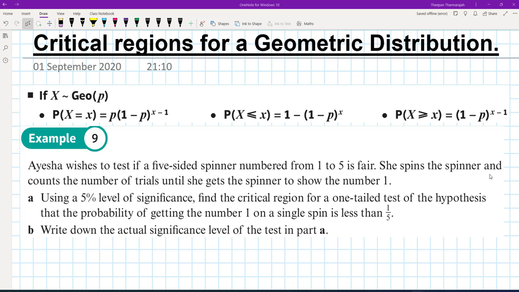So the probability until something occurs for the first time is what's known as a geometric distribution, which is very different from a binomial distribution, as I alluded to in my previous video. So using a 5% level of significance, find the critical region for a one-tailed test of the hypotheses that the probability of getting the number 1 on a single spin is less than 1/5. And we need to calculate the actual level of significance for part B respectively.